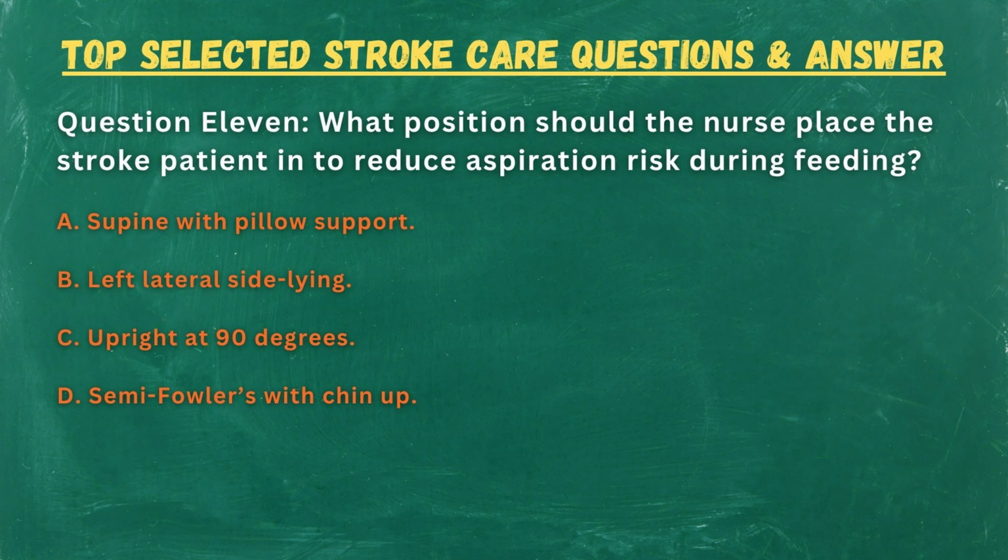Question 11. What position should the nurse place the stroke patient in to reduce aspiration risk during feeding? A. Supine with pillow support. B. Left lateral side lying. C. Upright at 90 degrees. D. Semi-Fowler's with chin up. Answer. C. Upright at 90 degrees.